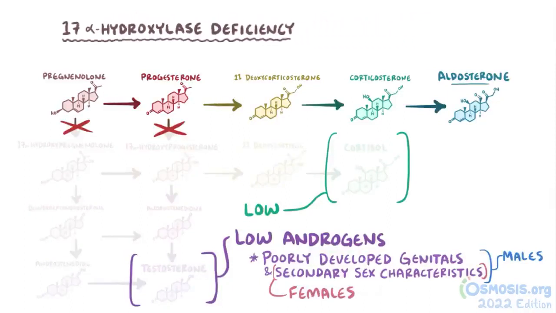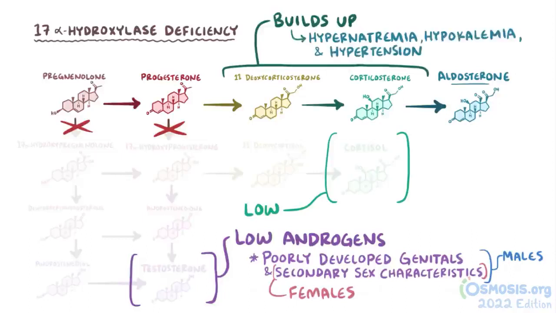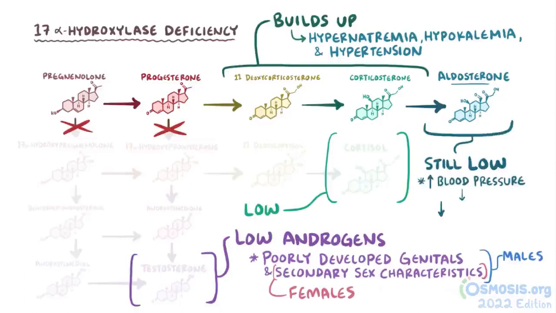Pregnenolone and progesterone are shunted down the aldosterone pathway, leading to a buildup of 11-deoxycorticosterone as well as corticosterone. Elevated levels of these weaker versions of aldosterone result in hypernatremia, hypokalemia, and hypertension. Even though the pathway is shunted to the aldosterone pathway, the level of aldosterone is still surprisingly low. This is because the elevated blood pressure results in low levels of renin, which effectively shuts down the renin-angiotensin-aldosterone system.